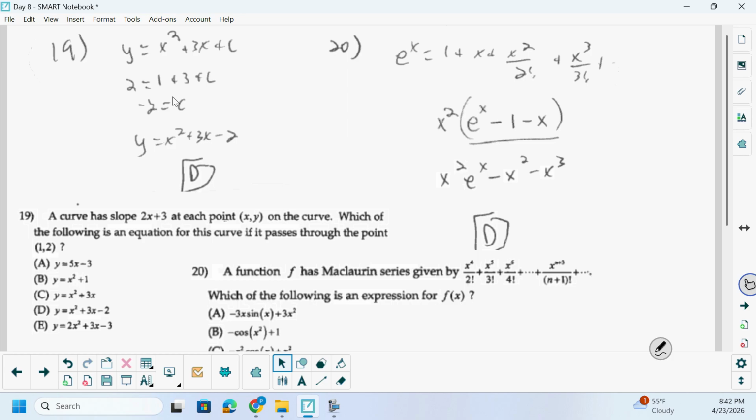So if we do that, that would give us terms of x squared plus x cubed plus x to the fourth over 2 factorial plus x to the fifth over 3 factorial. Well, we want our thing to start off right there, meaning we want to get rid of the x squared and x cubed, so we have to subtract those two off. That's why it's choice D.